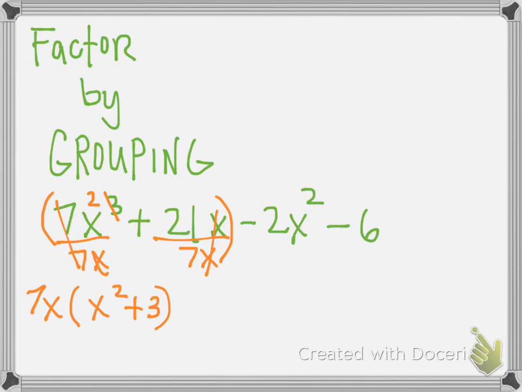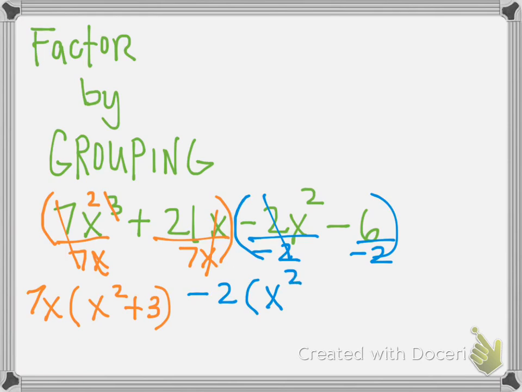Then over here, anytime I can take out a negative, I take out a negative. So here, I'm going to put this in a new color. These terms have something in common. They have a negative 2 in common. So I'm going to take out a negative 2, so I'm going to divide by negative 2. So what I have left is that cancels, so I'm left with x squared. And this negative 6 divided by negative 2 is plus 3. So that's part of factor by grouping.